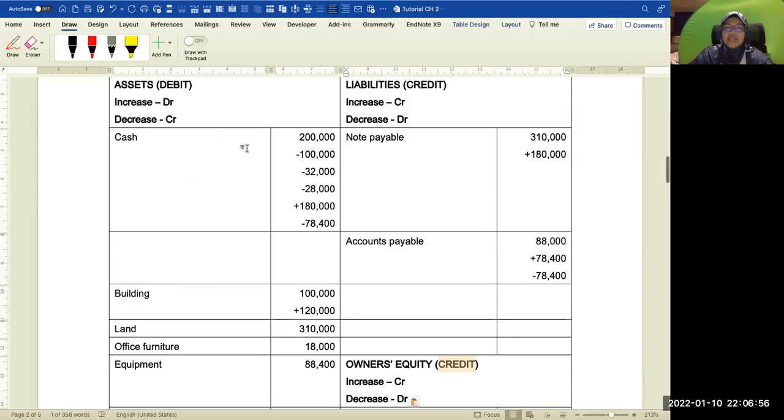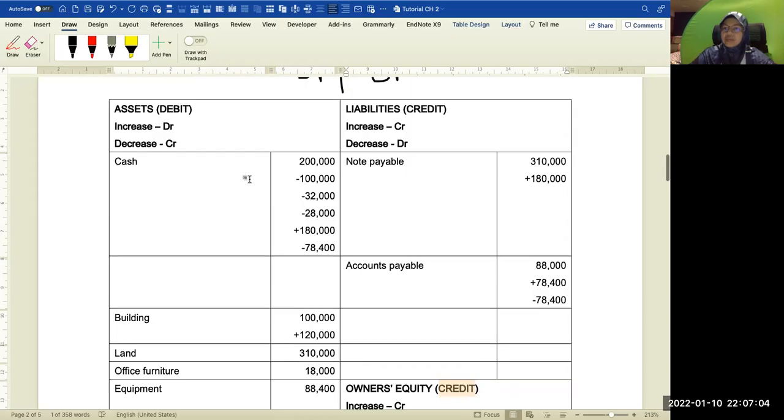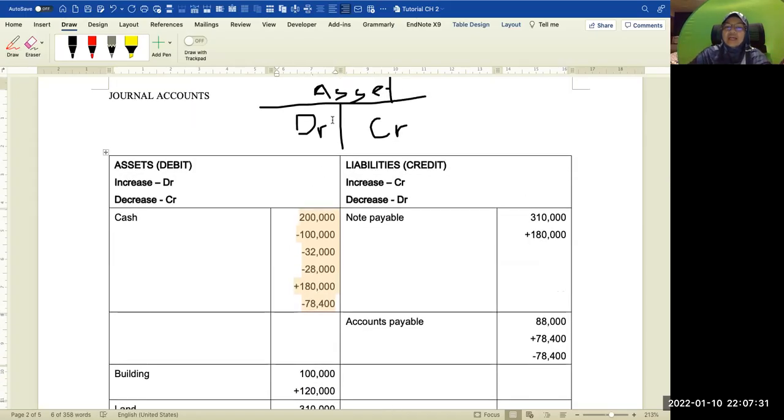You have a cash account here. If you were to put this into a T account, so what you have here, how do you know it's an increase or decrease from this? Increase should be positive and decrease should be negative. So if there's an increase, you're going to put it on the debit side of the account. And if a decrease, minus, you put it on the credit side of the account.